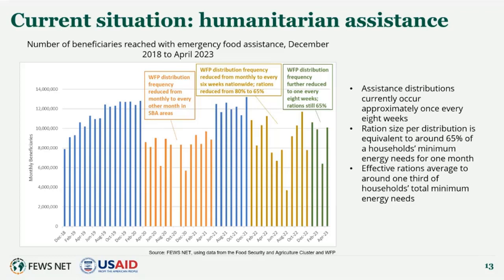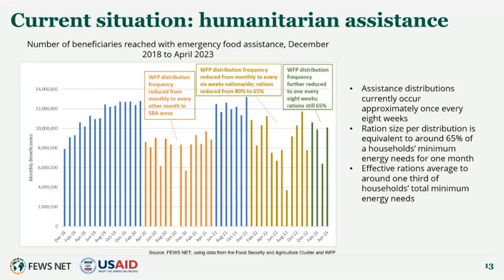So again, because that could be a little confusing, we mean that each distribution provided rations equivalent to 65% of a household's needs for 1 month. So given the 6 week frequency, this would be spread more thin and would be lower effective ration sizes. Most recently in 2023, WFP has further reduced distribution frequency to once every 8 months. So with that, the 65% rations per distribution now spread out equate to effective rations of around only one third of households' total minimum energy needs on average.